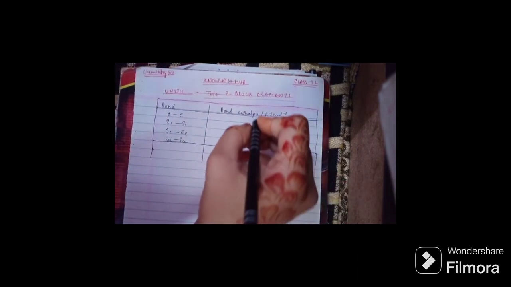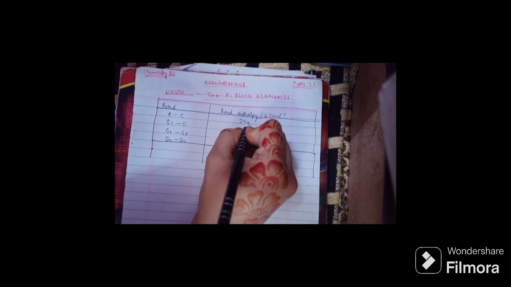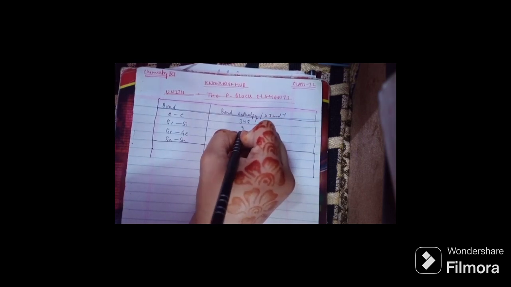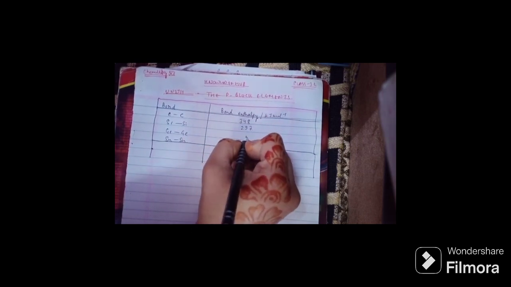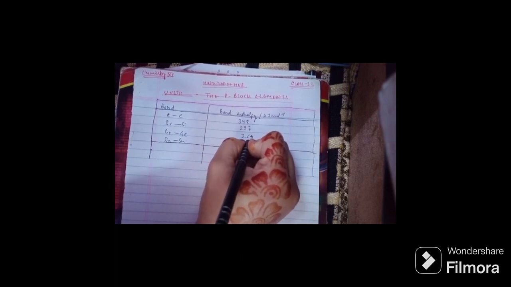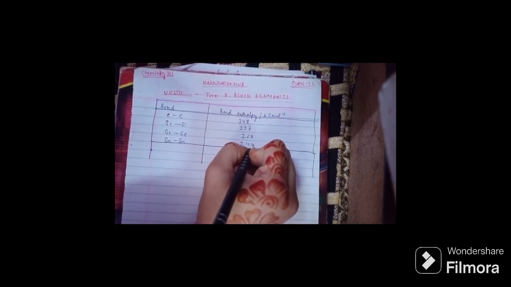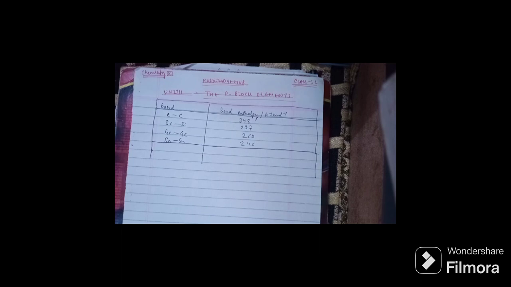So the bond enthalpy is 348, 297, 260 and 240. Due to the property of catenation and p-pi bond formation, carbon is able to show allotropic forms. And now we discuss the allotropes of carbon.